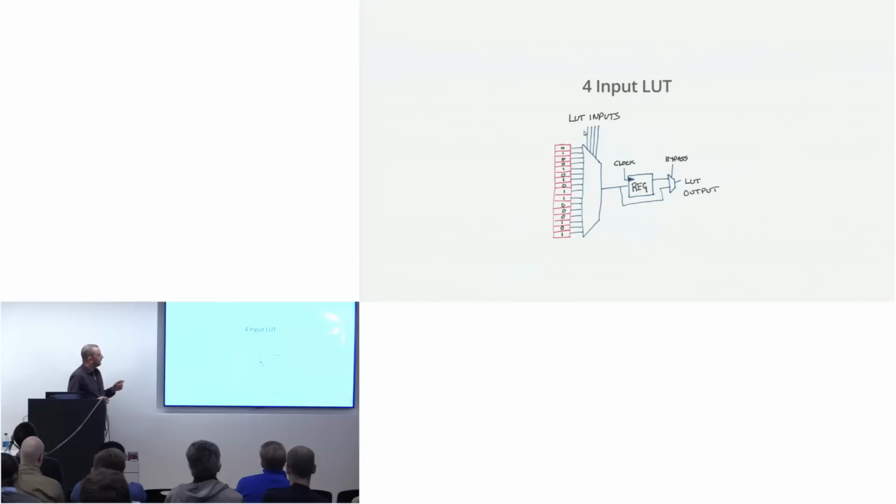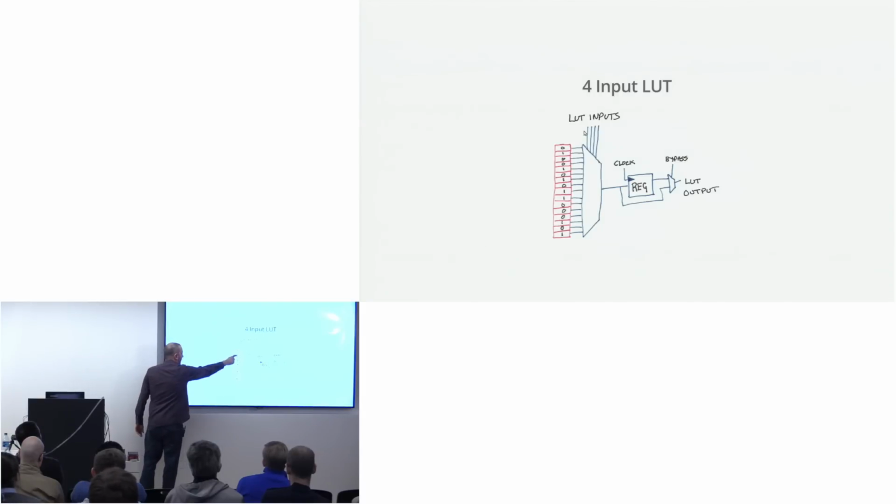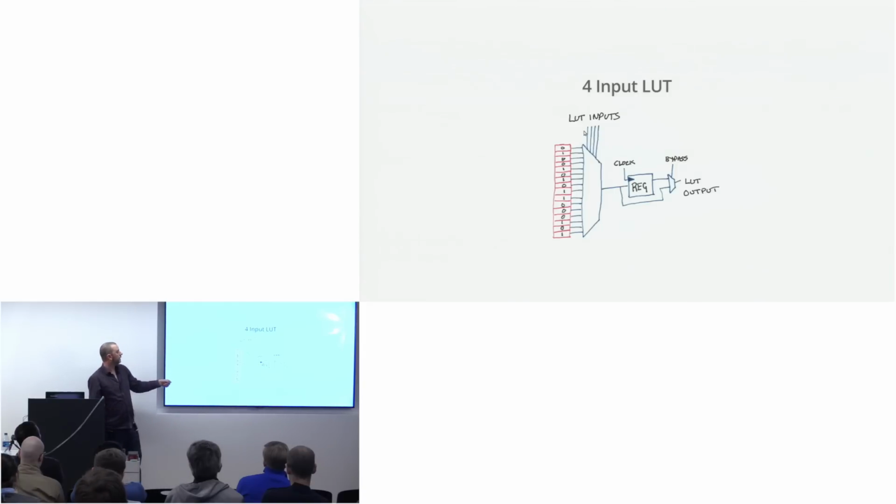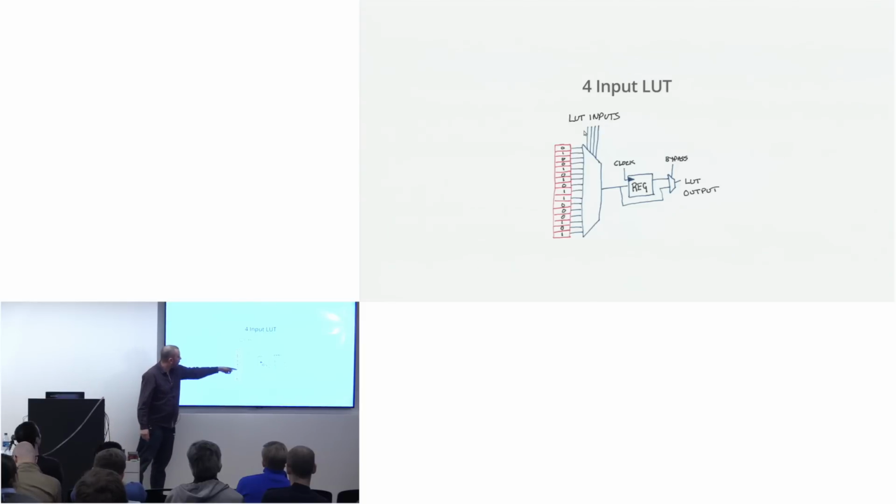Just to demonstrate how you set functions up here, if you wanted to build a 4-input AND gate, what you would do is set everything to 0 except the last entry, which you'd set to 1. That means that when the address is 15, so the inputs are all high, it would output this cell, which is a 1, and that would be an AND. Similarly, an OR has a 0 here and all 1s here.